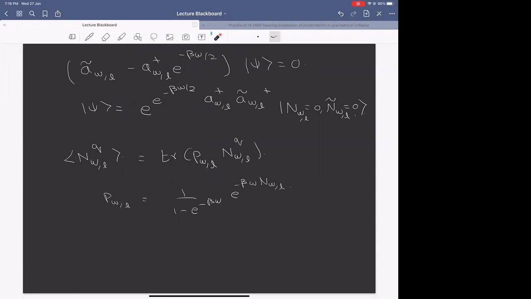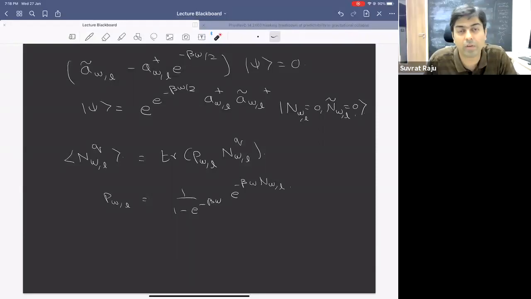Suvrat, there's a question in the chat. He's asking if that factor is really e power, like, is there a double exponential or a single? Yeah, there's a double exponential. It's e to the power minus beta omega by 2. Yeah, there's a double exponential.